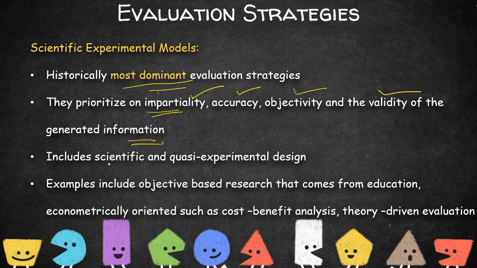So what kind of studies do we cover under this? We primarily cover scientific experimental and quasi experimental designs. Specific examples include objective based research, primarily coming from education or economics, econometrically oriented studies such as cost benefit analysis, and theory driven evaluation. So this is where we tend to adopt a scientific experimental model as a preferred set of evaluation strategy.